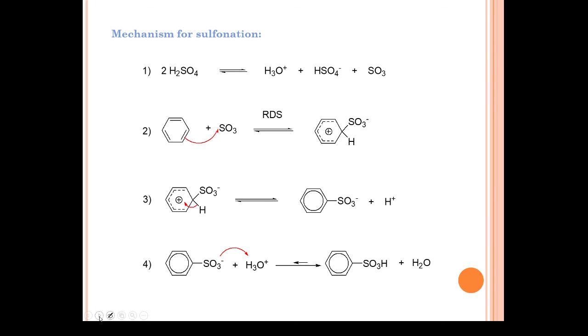All right, there's 4 steps in sulfonation. This is also important, so mark that down. There's 4 steps. First step is we take the sulfuric acid. It's going to create H3O+. It's also going to create HSO4- and sulfur trioxide. Okay. The SO3 is what's going to be added.